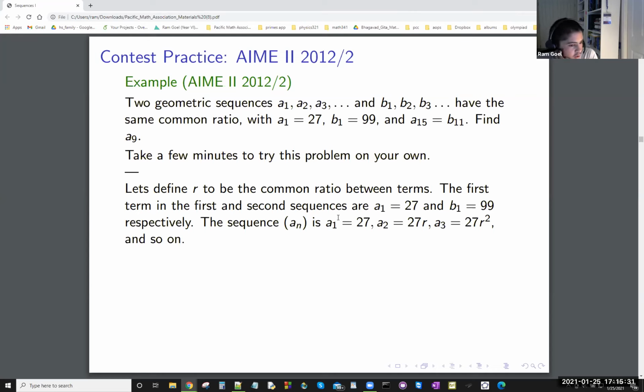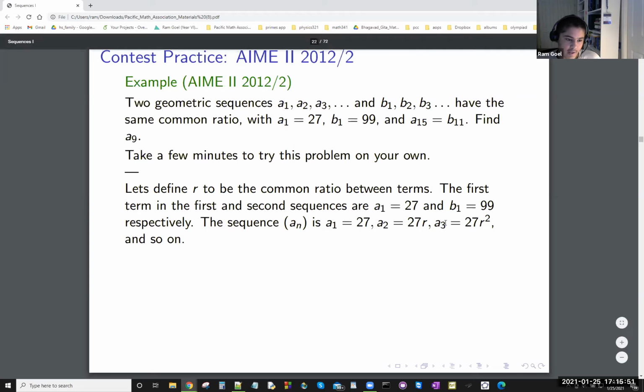So let's just start with some small cases. A1 is 27, that's given. For A2 we multiply by R. Remember, the common ratio just means we're multiplying by that number each time. So A2 is 27 times R. A3 is 27 R squared because we multiply by R again. So in general, you can see that A sub n will be 27 times R to the n minus 1.